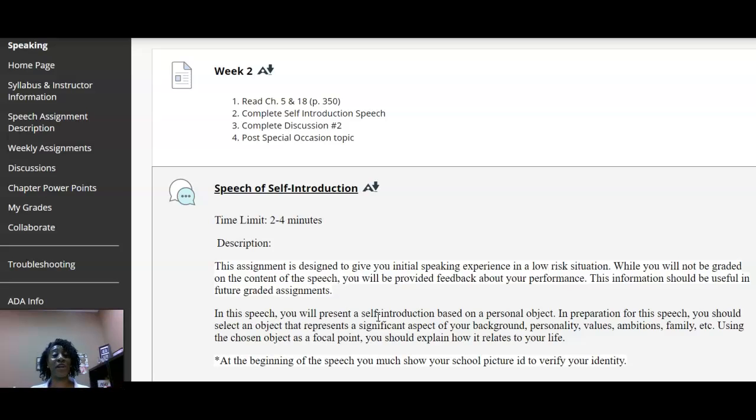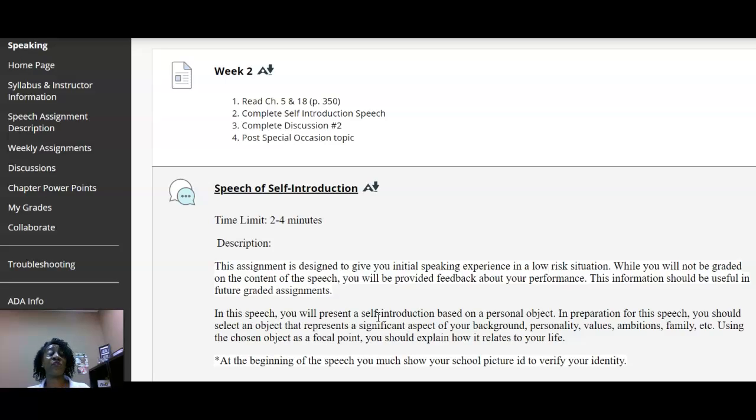This speech is low pressure because it's completely designed to let you know where you stand in this speech process. What are you doing really well? And what are some of the opportunities that you can improve on? So remember, this speech is due by 11:59 p.m. on Monday, and you're going to post it in discussion.